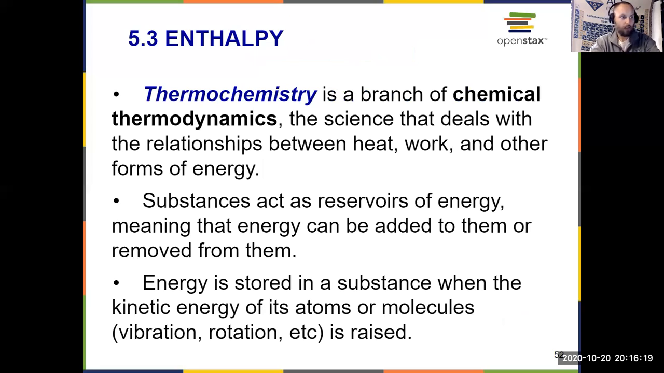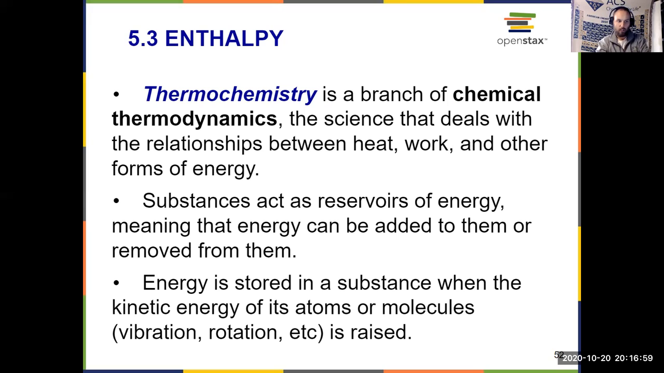What is enthalpy? We've already defined thermochemistry as a subset of thermodynamics, focusing on the chemical aspects. And we've seen in 5.1 and 5.2 the relationships between heat and work. If we're thinking about the broad themes of thermodynamics, we can consider substances, chemicals in this case, to act as reservoirs of energy. We can add more energy to them, or we can take energy away, just like a bank account. You can add money to it, or you can take money away.